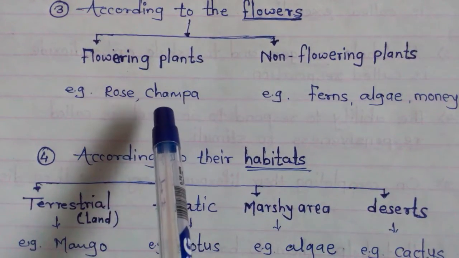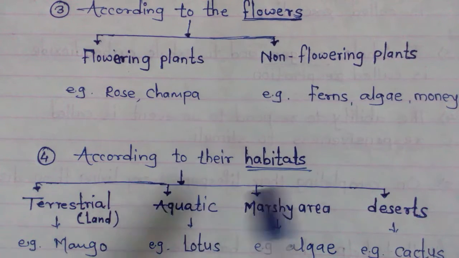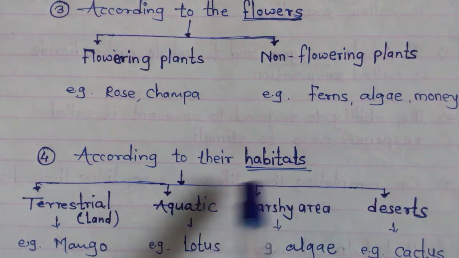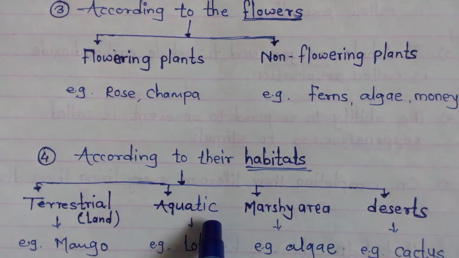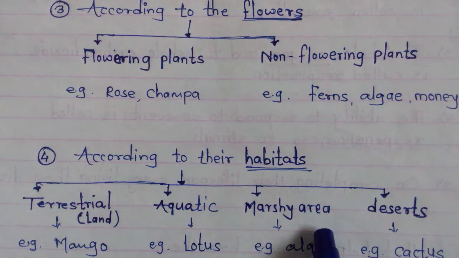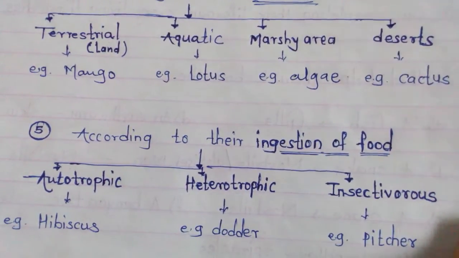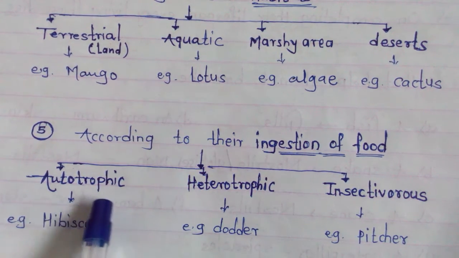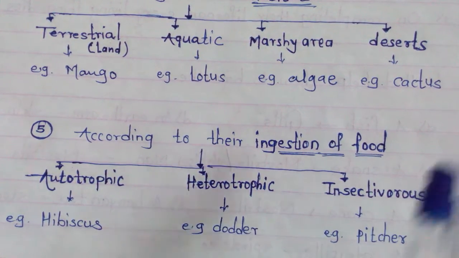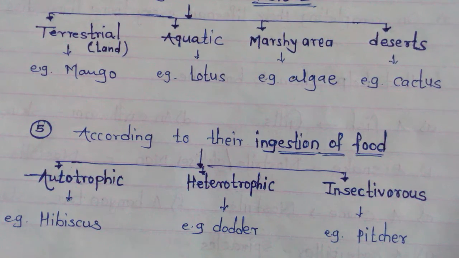Then according to the flower, there are flowering plants and non-flowering plants. And according to their habitat, some plants grow on land, some in water, said to be aquatic plants, some in a marshy area, then some in a desert area. And according to their ingestion of food, plants are classified into autotrophic, heterotrophic and insectivorous plants. All of you understood? Okay.